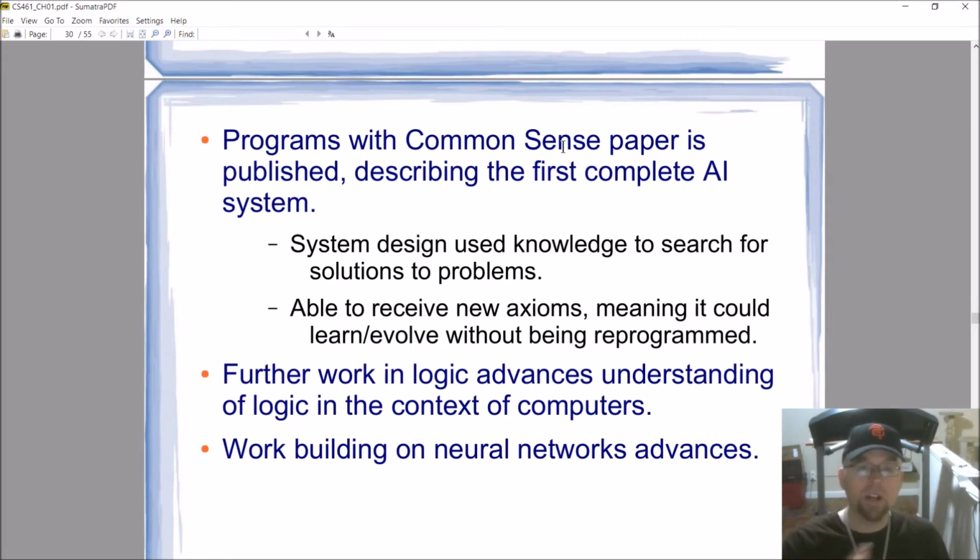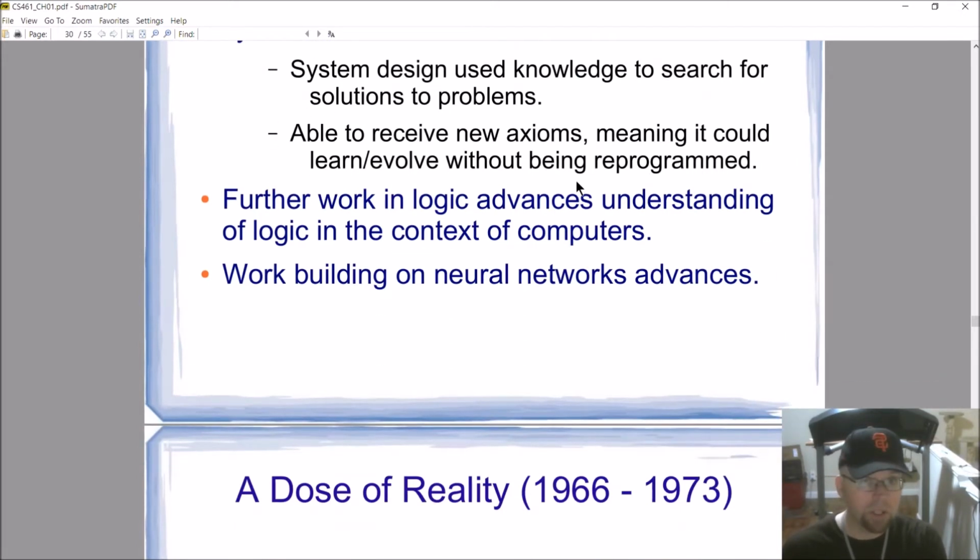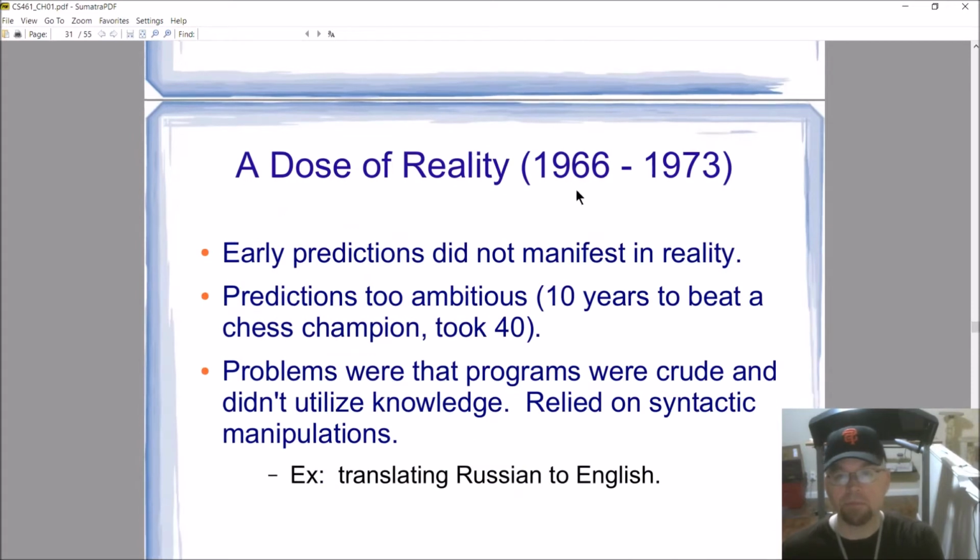Now, computer science, especially in AI, borrows from that a ton. But in this era, they were applying more and more of the idea of logic, some of these philosophical ideas to computers, or within the context of computer science, artificial intelligence. Okay, additional work on neural networks is being done at this point.